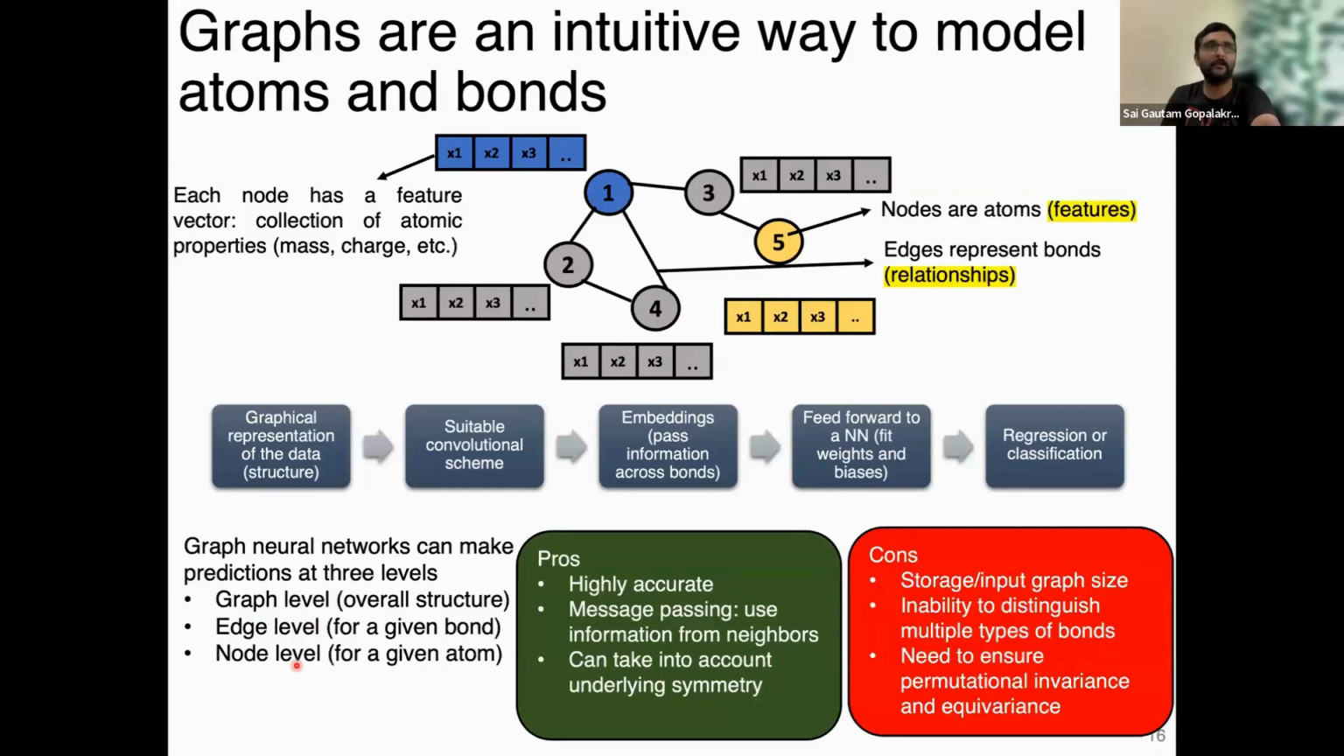Now, what are some of the pros and cons? So once again, graphs can be highly accurate. We'll talk about message passing in the next slide, and they can take into account the underlying symmetry of your structure very, very, very easily. Now, there are also cons. So typically, when you build graph networks, you almost always need larger storage, so larger memory. And we also need to ensure that graphs retain some of the symmetrical elements within the structure. So that could be invariance, equivariance, and so on. We'll talk about invariance and equivariance a little later.